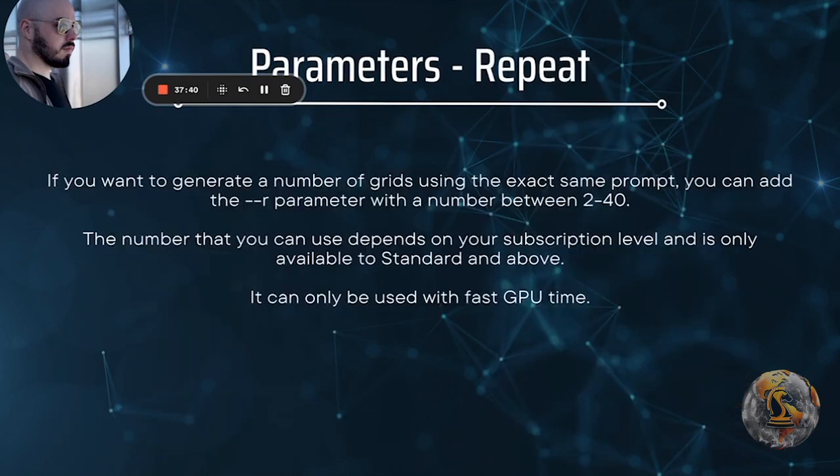Now let's talk about repeat parameters. If you want to generate a number of grids, so images, using the exact same prompt, you can add the dash dash R parameter with a number between 2 to 40. The number that you can use depends on your subscription level. So remember, towards the beginning of this masterclass, there are different levels of subscription. If you've got the basic, et cetera, it's going to be a little bit different, but it does depend on your subscription level and is only available to standard and above. It can only be used with fast GPU time, so also keep that in mind.